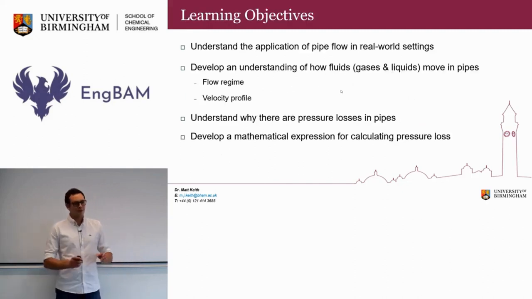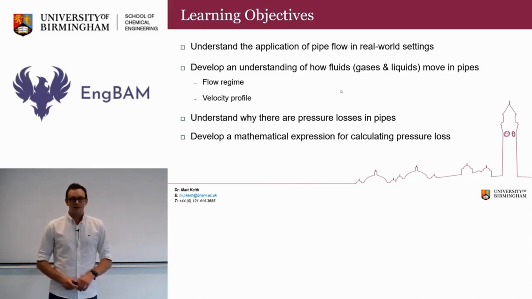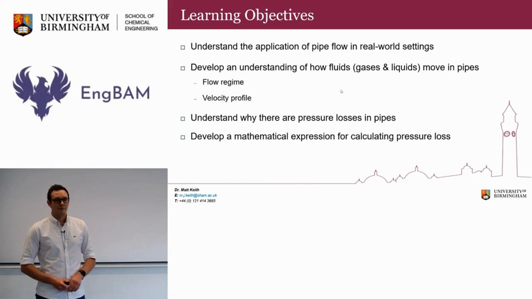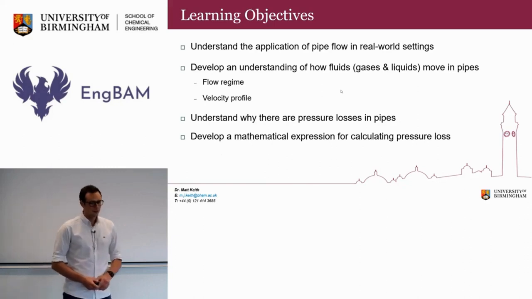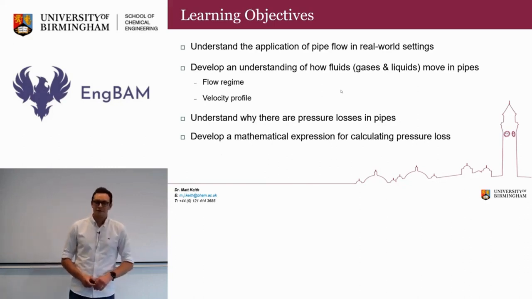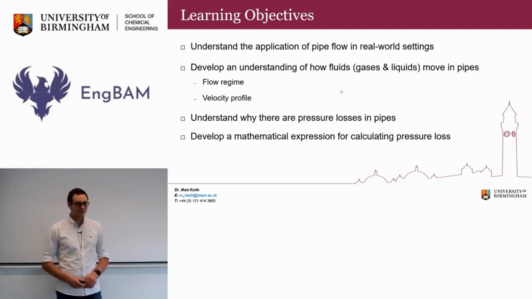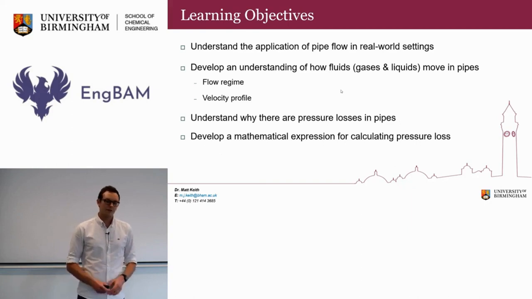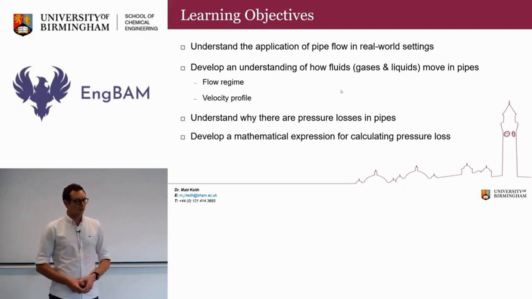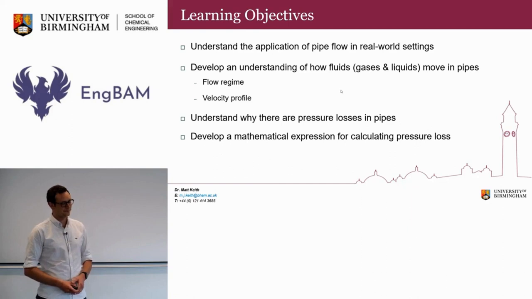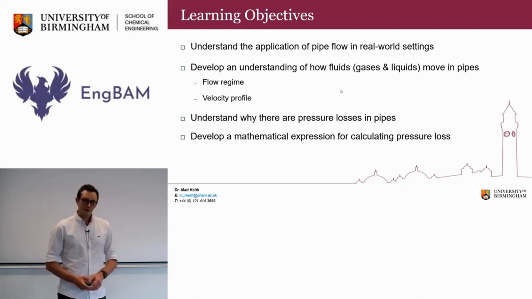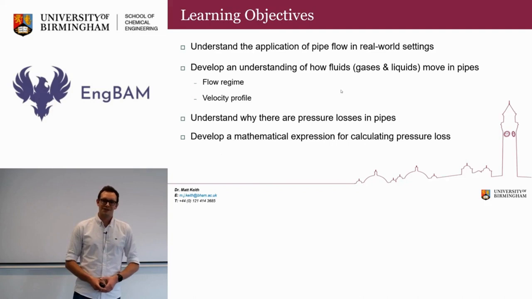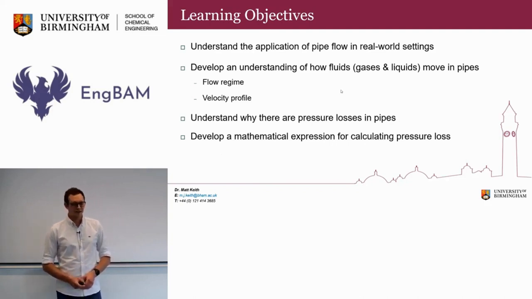So, as part of that, we have 4 key learning objectives here. The first is going to be understanding how we use pipe flow in real-world applications. We're going to develop an understanding of how fluids, and that means gases and liquids, how they move in pipes. We're going to be looking at their flow regime and velocity profile, and I'll explain a little bit more about what that means later on. Thirdly, we're going to be understanding why there are some pressure losses in pipes, and then finally, we'll develop a mathematical expression for calculating that pressure loss.